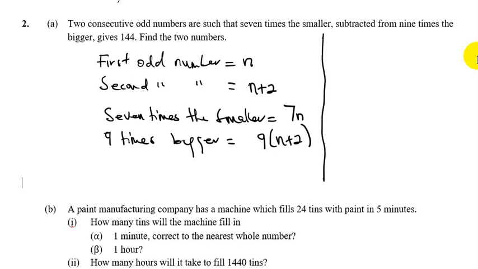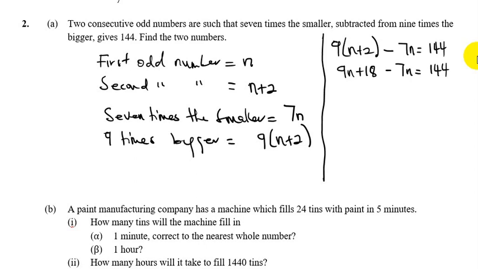So from there, what do we do? We said that when it's subtracted from 9 times the bigger, we get 144. So it will be 9 bracket n plus 2, and we are subtracting 7n from it, and the answer to give us was 144. So we will find n. So it will be 9n plus 18 minus 7n being equal to 144. Then we are going to get 9n minus 7n being equal to 144 minus 18.